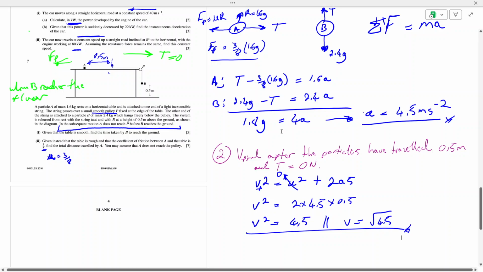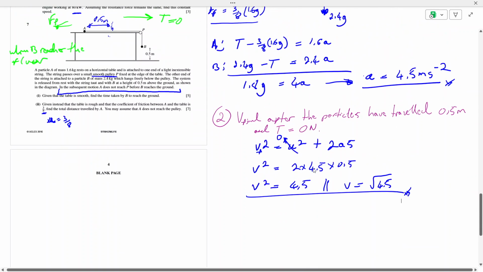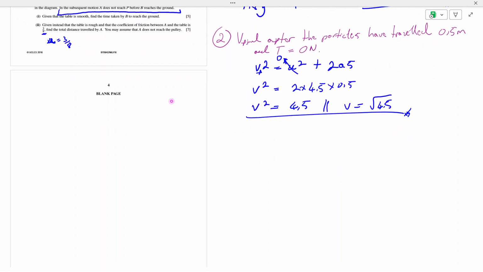So A starts to decelerate. Remember, it's still in motion, but it's now decelerating due to the friction that is opposing that motion. So this is the scenario that we have now. We have A moving in this direction with the tension equal to 0 newtons, but we still have the frictional force acting in that direction. This frictional force is going to decelerate the motion of A until it has reached a final velocity of 0. So I'm going to calculate that deceleration now.